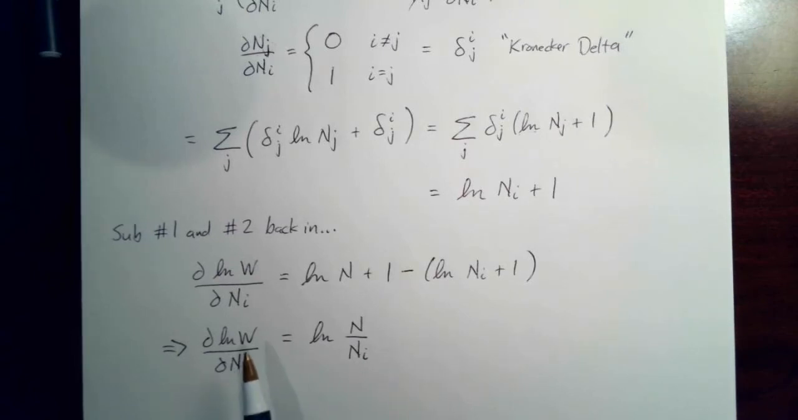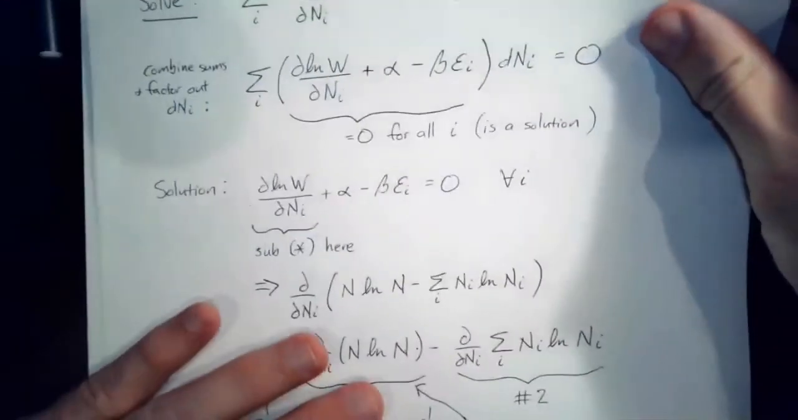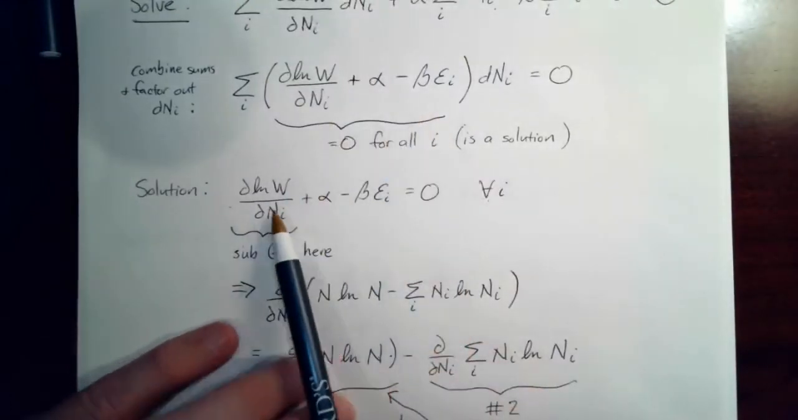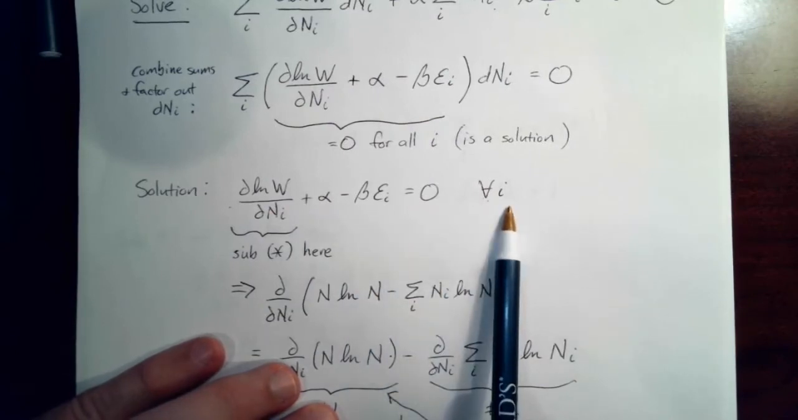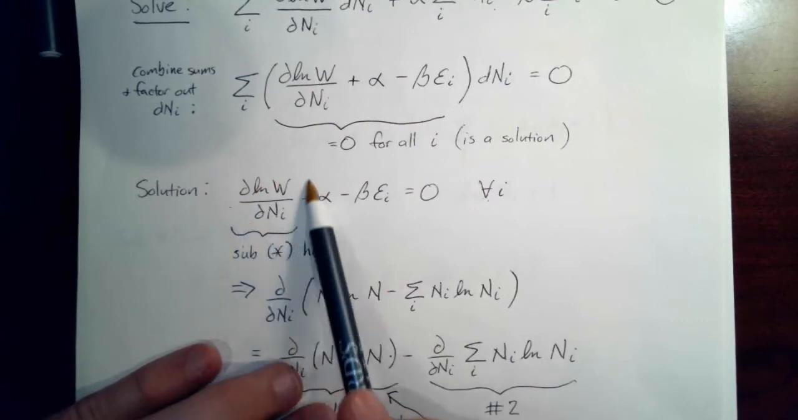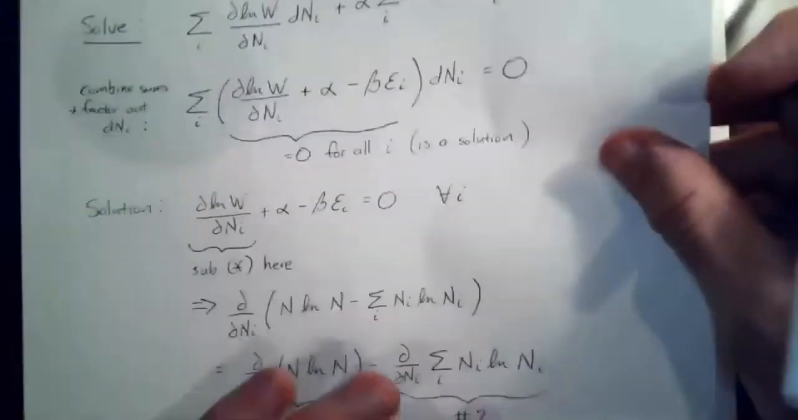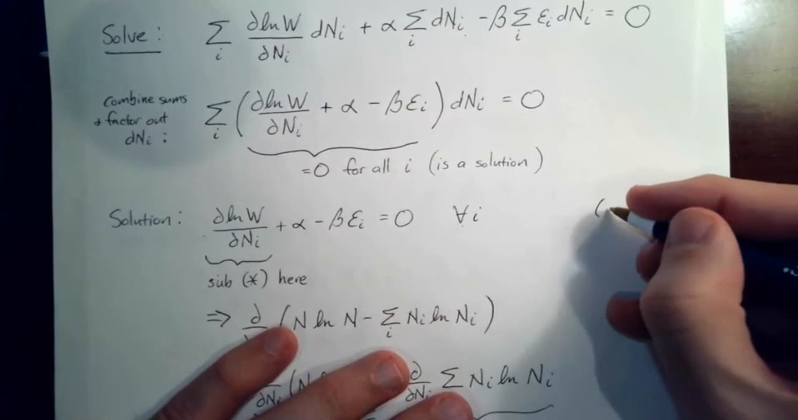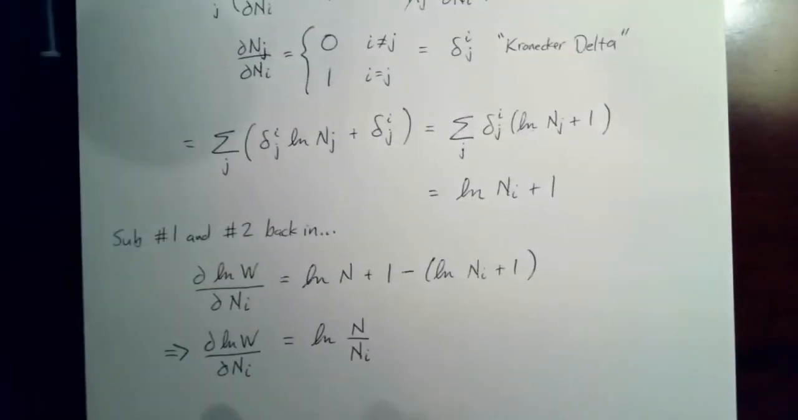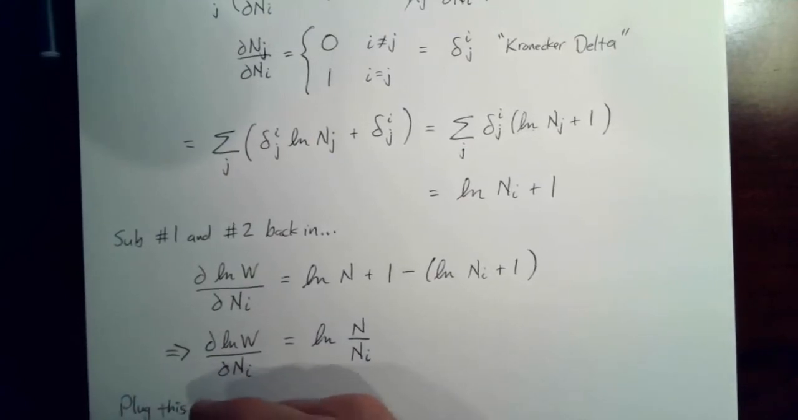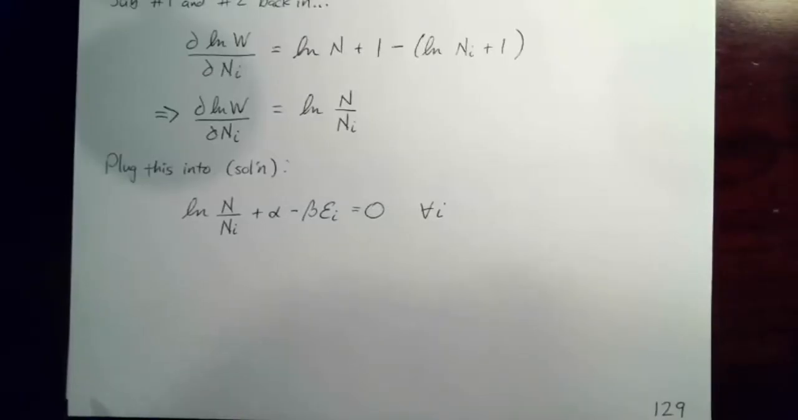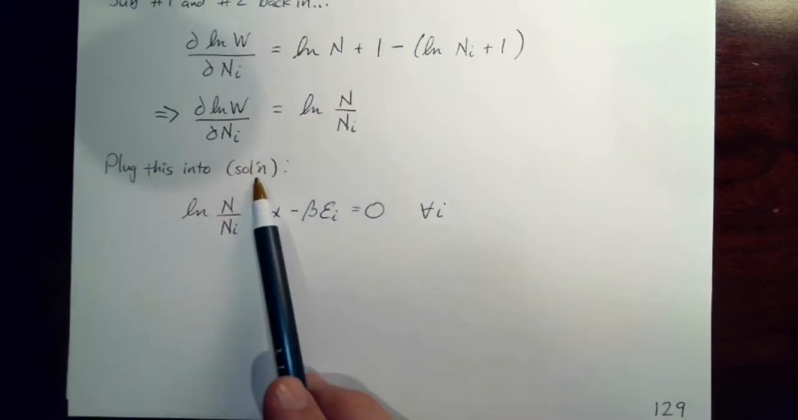To remind you of how we went off on that tangent, we were trying to calculate this term because we had a solution to our max-min problem with constraints, which was that this plus alpha minus beta epsilon I must equal 0 for all I. We have found a simplified way of expressing this, which is the natural log of N over Ni. So we're going to put that back into this equation. Let me call this equation, I don't know, solution. We plug this into solution, and we get that the natural log of N over Ni plus alpha minus beta epsilon I equals 0 for all I.